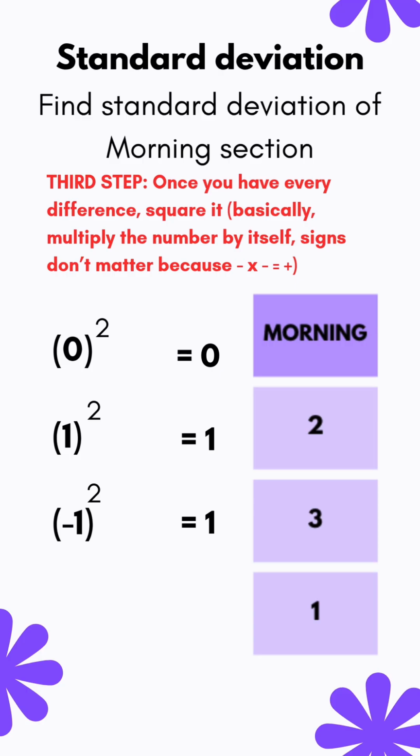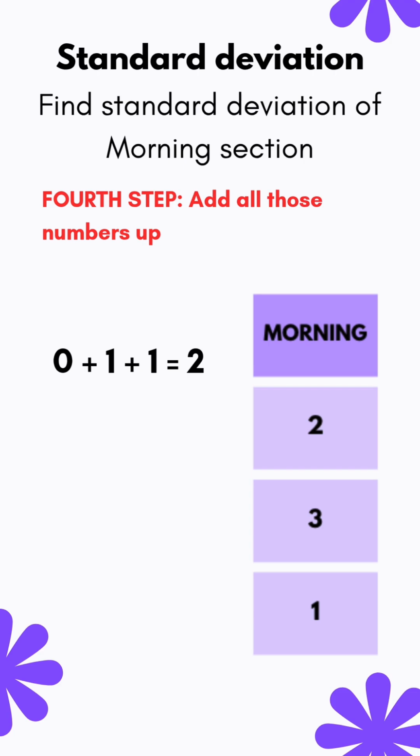And remember, a negative times a negative is a positive. So even if you do get a negative difference in step 2, you end up with a positive number either way. Step 4, add the numbers we get after squaring. So 0 plus 1 plus 1 is 2.